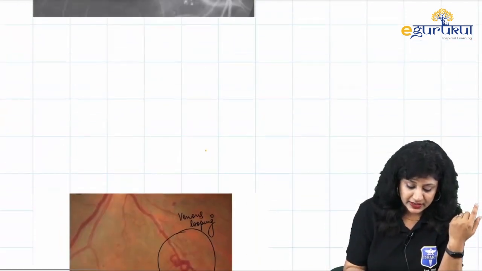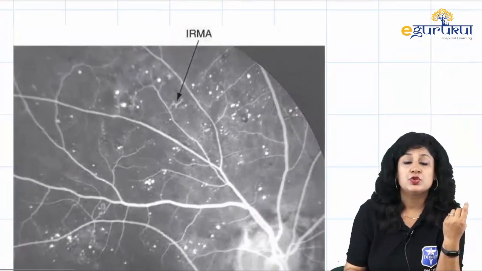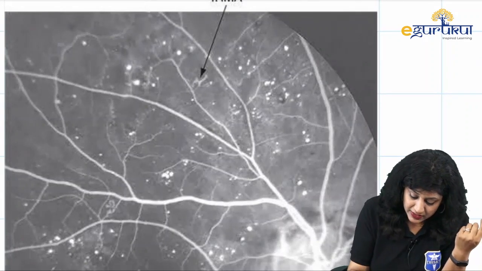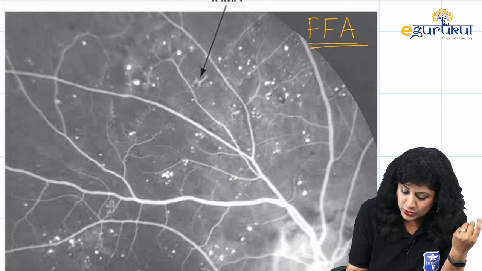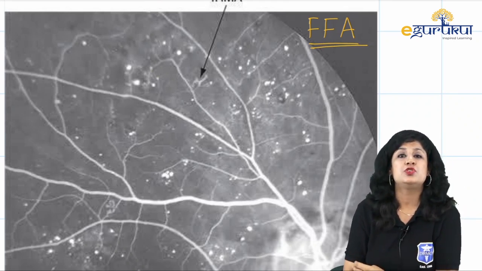Now when we are suspecting that this patient is having diabetes and development of diabetic retinopathy, what is the important investigation that we can do? The important investigation is the fluorescein angiography. So you should know about this fluorescein angiography also.